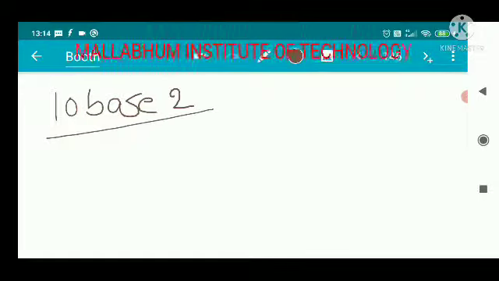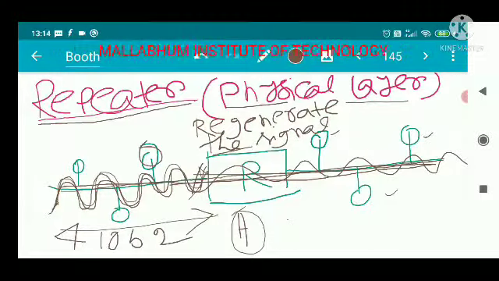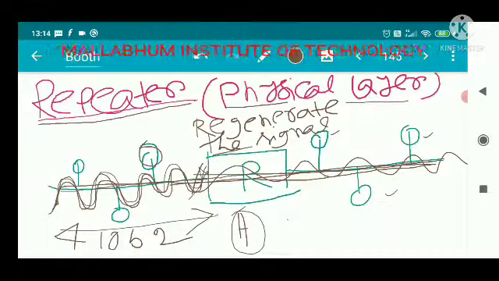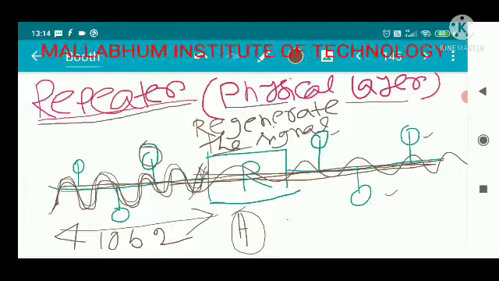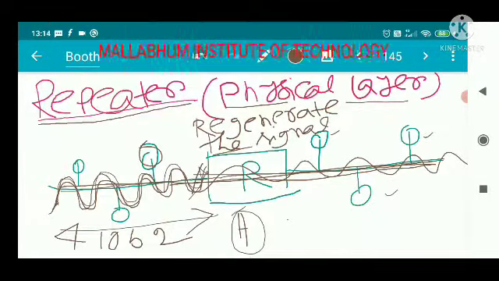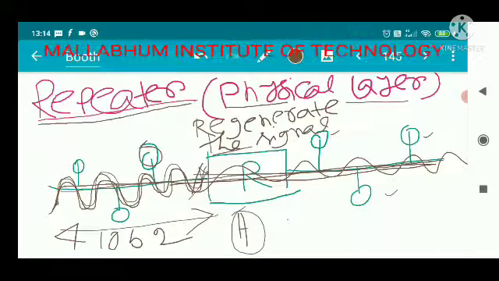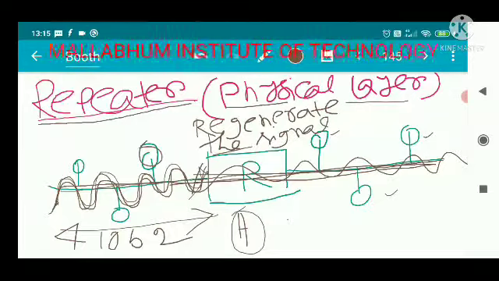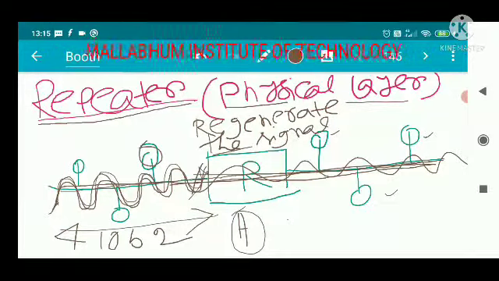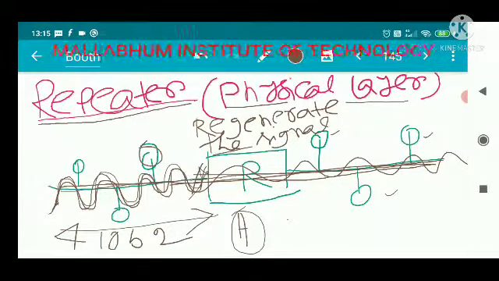So what is the meaning of this 10 base 2? Suppose this is a 10 base 2 cable. 10 base 2 is among the family of Ethernet or local area networks that uses a thinner version of the coaxial cable to establish a network path with a speed of 10 Mbps to carry out baseband transmission.